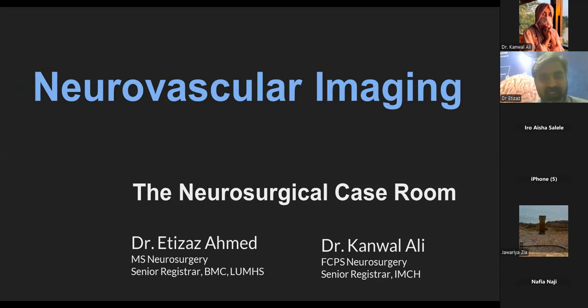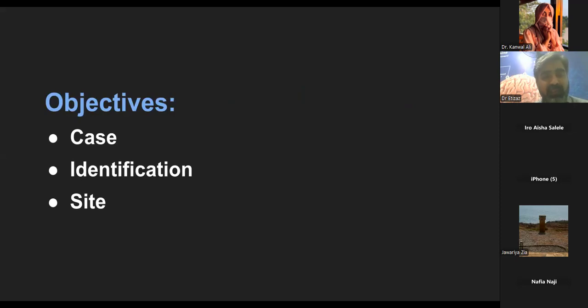So we are starting with what we should do first and what we should do last, and what is the importance of which type of angiography. It is very important, and how we have to decide whether we go for CT angiography, MR angiography, or catheter angiography. So the objectives of today's session are the case, then identification and the site. Later on, on the basis of these three objectives, we will discuss what kind of angiography you are going to do.